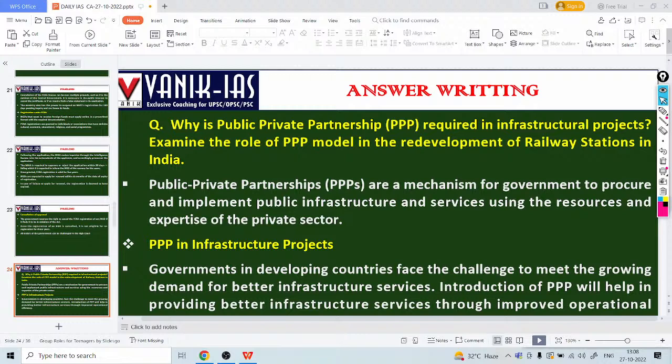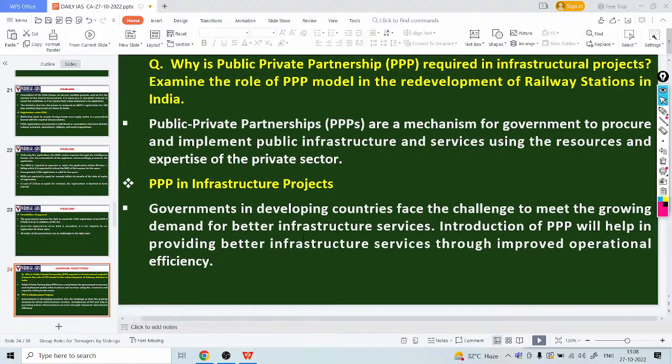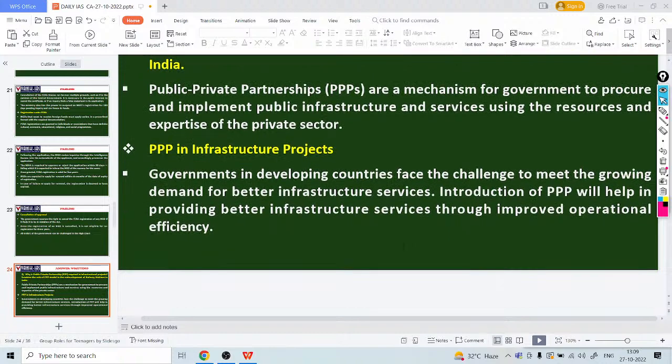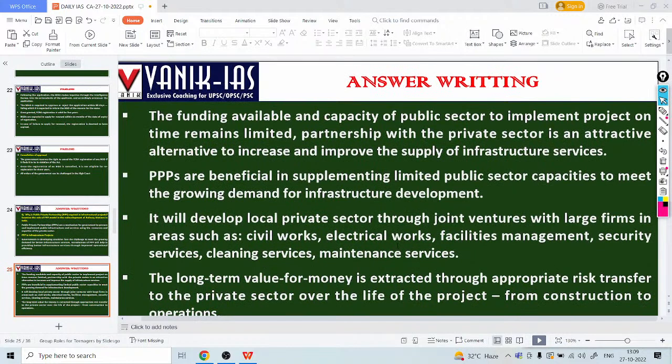Okay. So public-private partnerships are a mechanism for the government to procure and implement public infrastructure and services using the resources and expertise of the private sector. So public assets are being redeveloped using private resources and expertise. Governments in developing countries face the challenge to meet the growing demand for better infrastructure services. Introduction of PPP will help in providing better infrastructure services through improved operational efficiency. Fine. That is why the government is involving the private sector in infrastructure development.